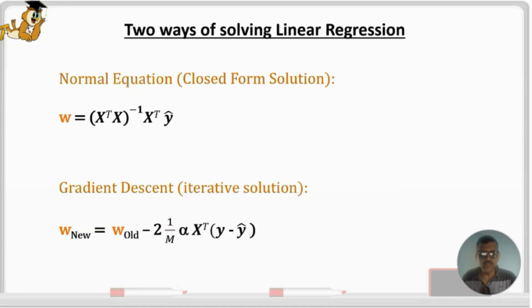This solution told us that in each iteration W new was simply going to be W old minus this quantity, where this x we already saw what it was, and y minus y hat was the vector of residues. So this solution did not involve a matrix inversion, and therefore it was less computationally intensive. Of course it was iterative, so you had to go over multiple iterations. But these were the two ways of solving the linear regression problem which we saw last time.